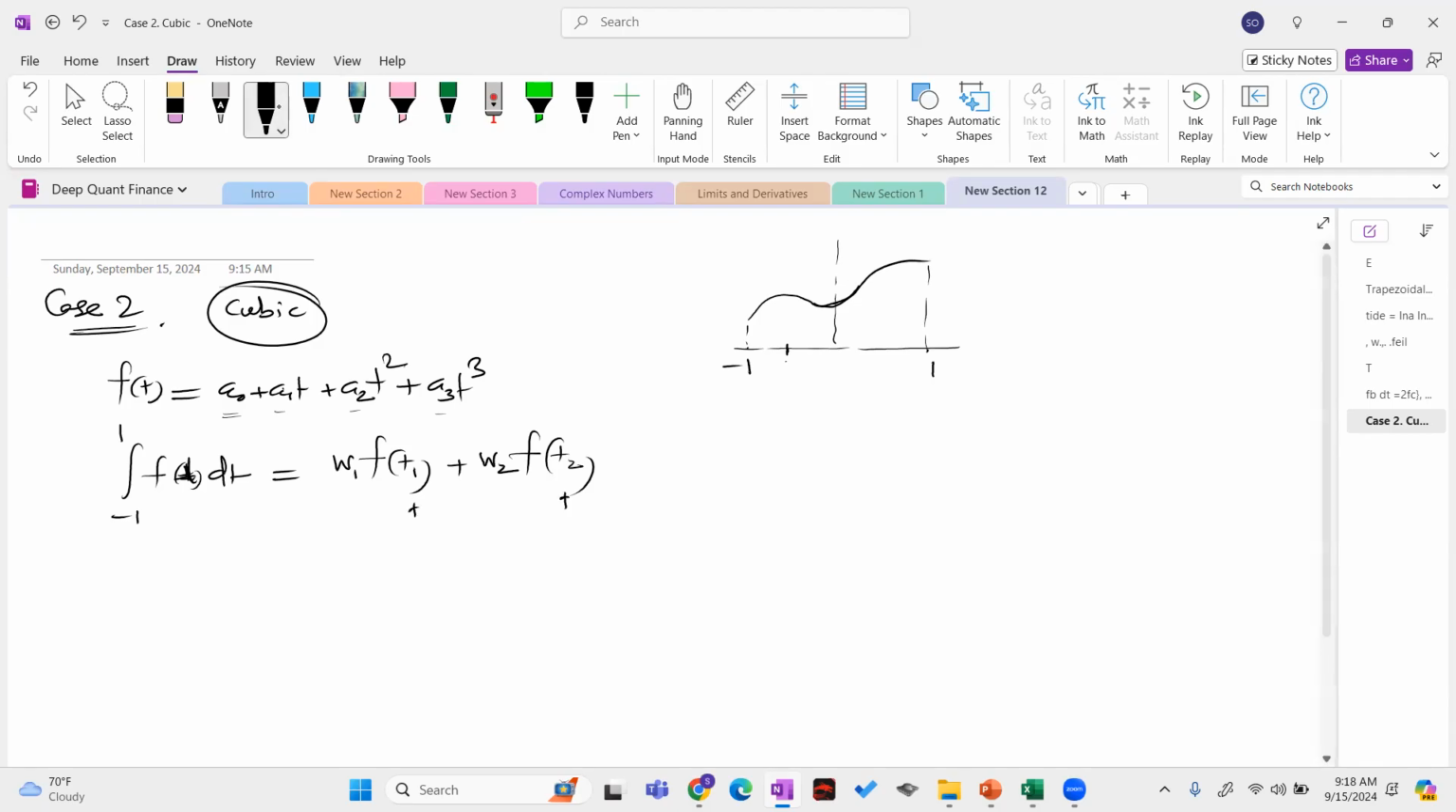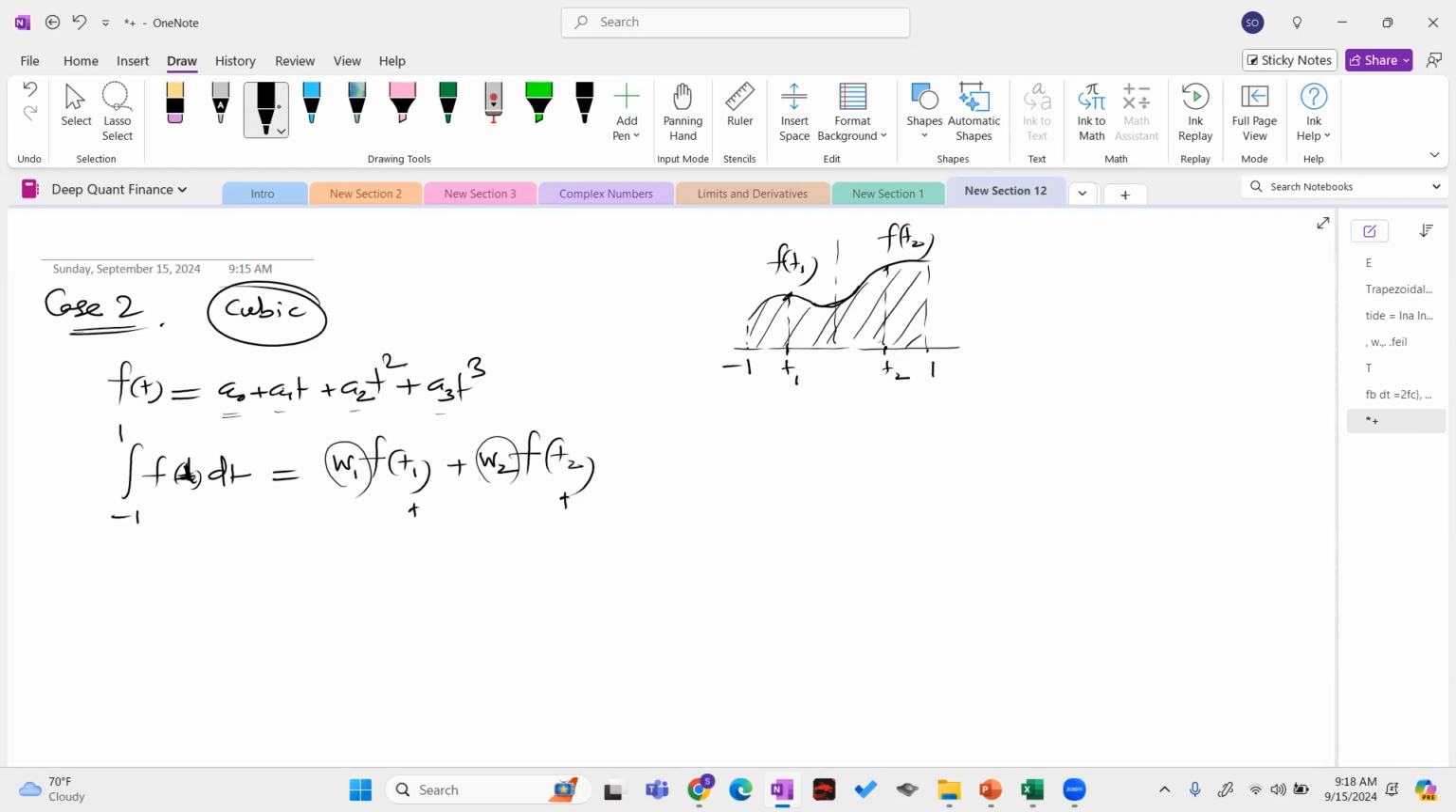Let's say my t1 is somewhere here and t2 is somewhere here. Get the function value here, f of t1. Get the function value here, f of t2. Use some magical weights, w1 times f(t1) plus w2 times f(t2). That will give you the exact area under this entire curve. Sounds extremely efficient, right? Is it even doable?